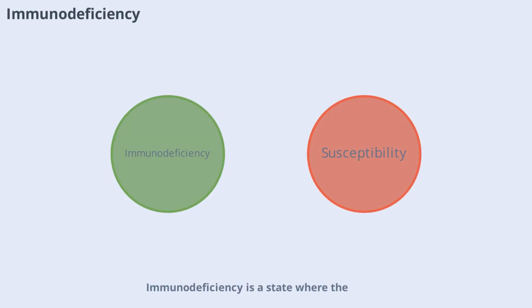Immunodeficiency is a state where the immune system's effector functions are impaired, making the body more susceptible to infections. This can be inherited or acquired, as in HIV infection. Understanding effector mechanisms is key to developing treatments for these conditions.